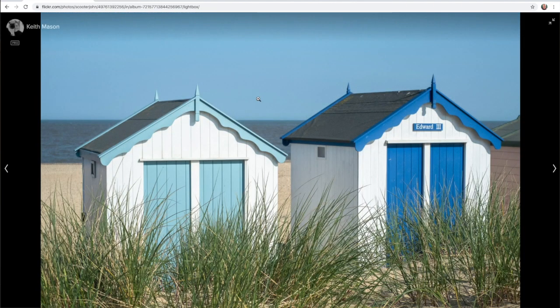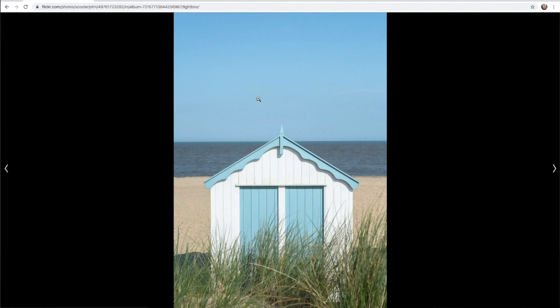Here's an example of some beach huts in Southwold, a very close and tight crop, which really hasn't worked for the image, whereas the same beach hut taken from a different perspective and given more space within the image is a much more powerful picture.